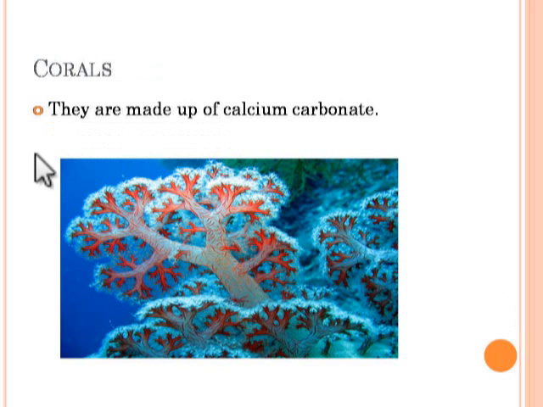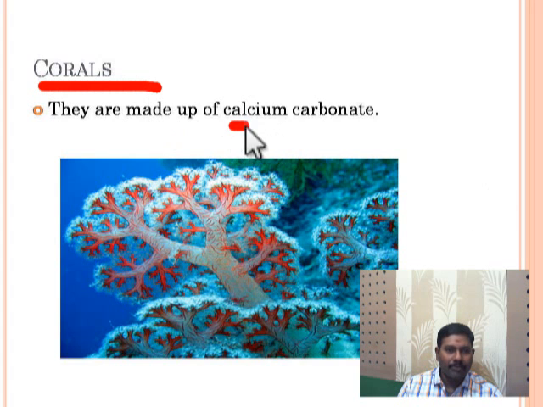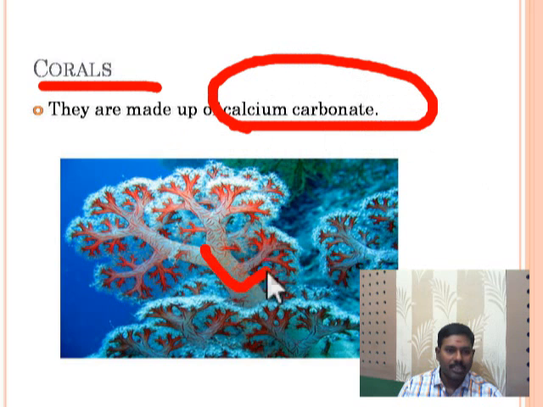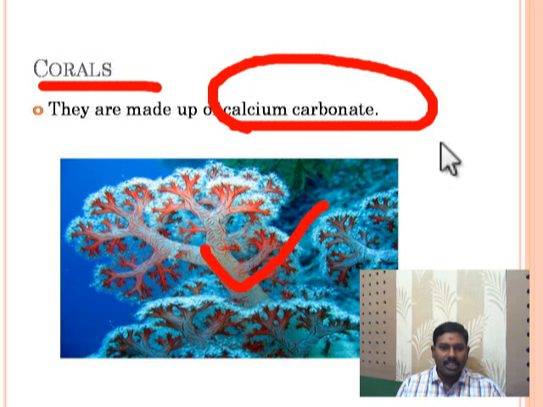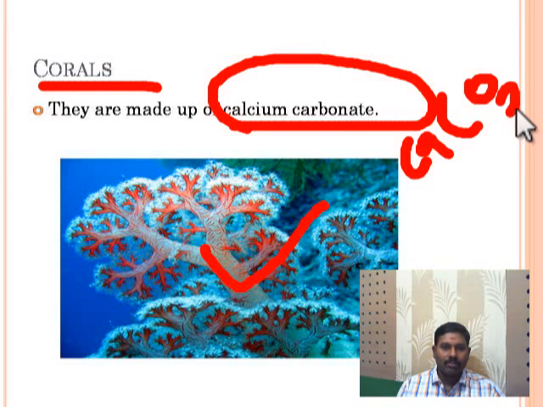Here the corals belong to this type of coelenterates. Corals are mainly made up of calcium carbonate. This is coral. It is mainly made up of calcium carbonate, CaCO3. This will appear in different forms. If you keep it out of the water, on land, then it will become dry. It will look like a white colored thing, especially like calcium.